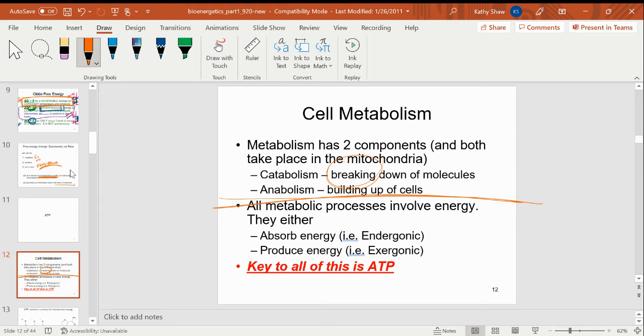All metabolic processes involve energy. All metabolic processes are made up of reactions, different reactions. Some reactions produce energy, as in energy exits, and those are exergonic reactions. Some require energy to go in. If energy needs to enter, it's endergonic. So a reaction that needs energy needs it to enter, endergonic. If energy exits, as in you produce energy, it's exergonic.